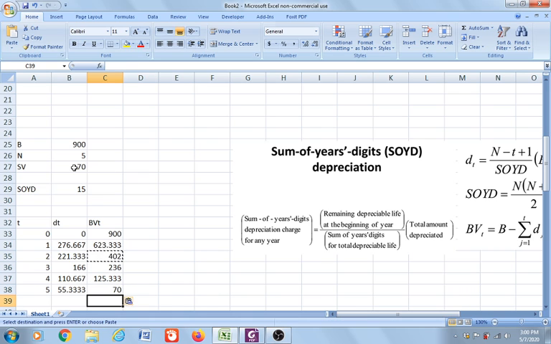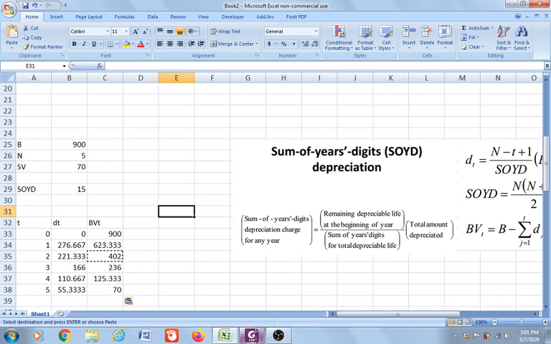So this is the depreciation table when we are using the SOYD method. And you can see that the salvage value, which is 70, is equal to the book value of that asset at the end of the recovery period, or at the end of year 5. Okay, so that is method number 2, the SOYD method.